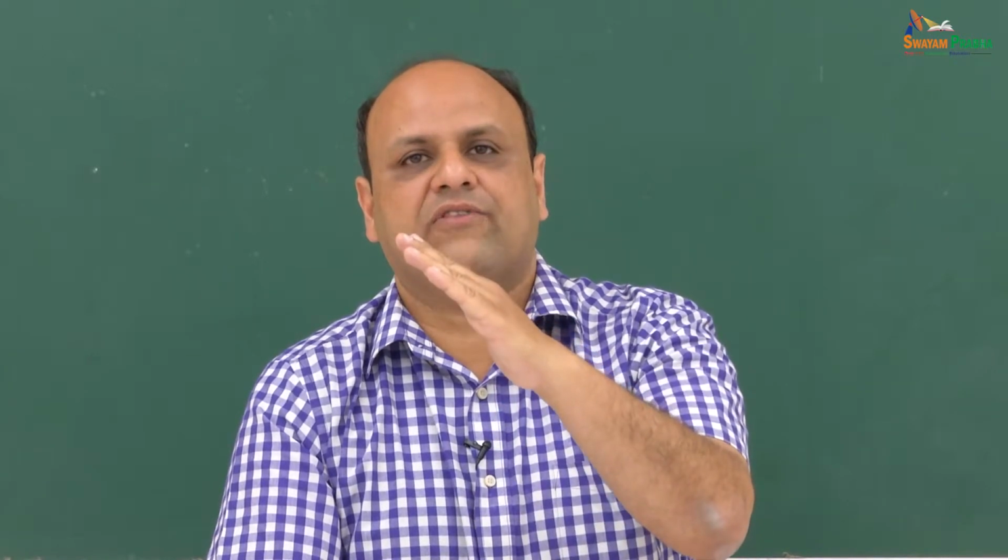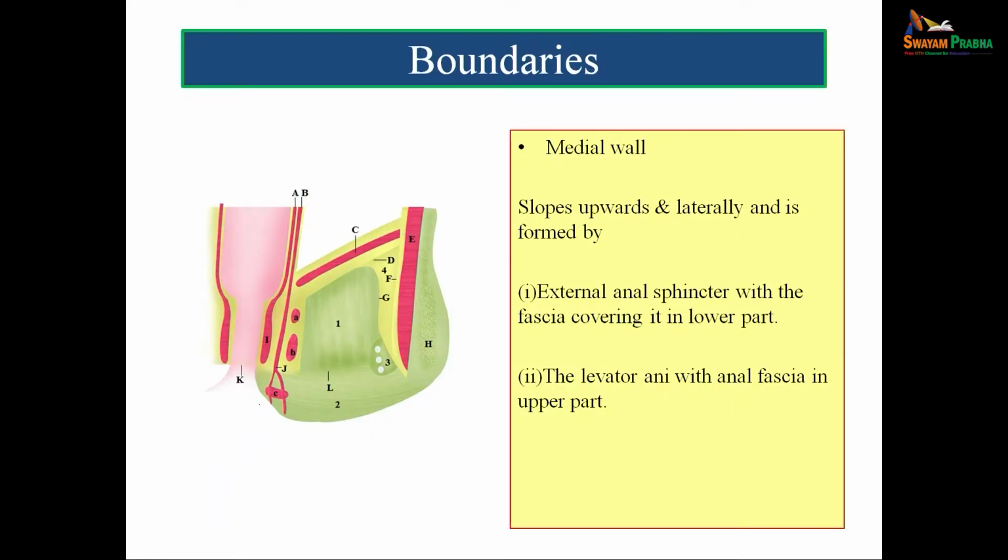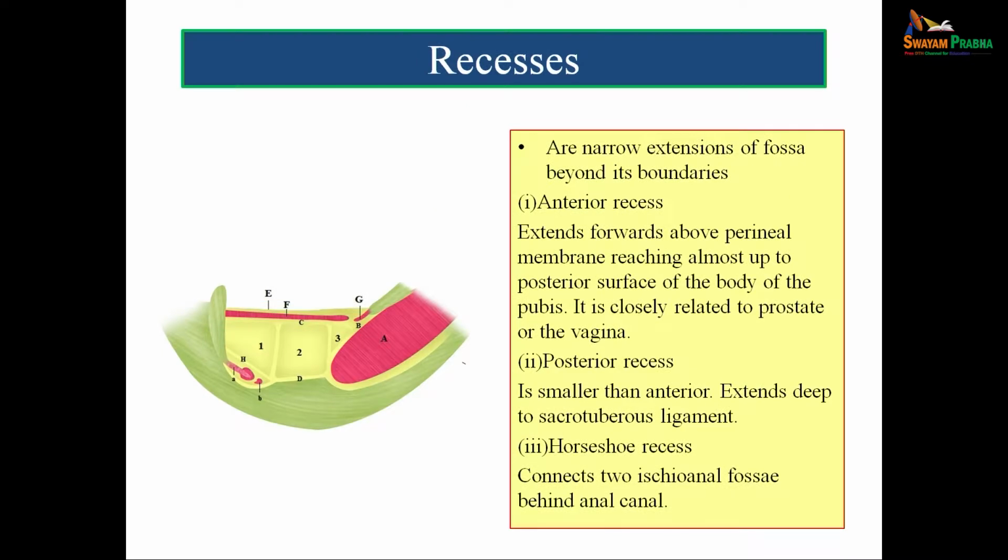These are forming the curved medial wall of the ischiorectal fossa, while the lateral wall is formed by E and H, that is the obturator internus and the ischial tuberosity. And where C and E meet, that is the apex of the ischiorectal or ischioanal fossa, and it also has a base which lies inferiorly.